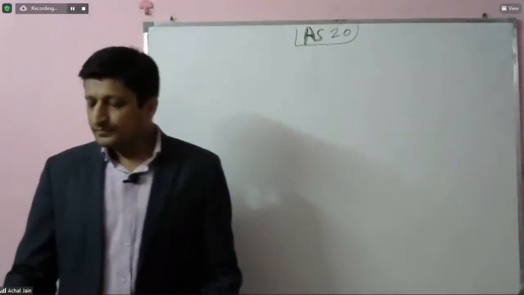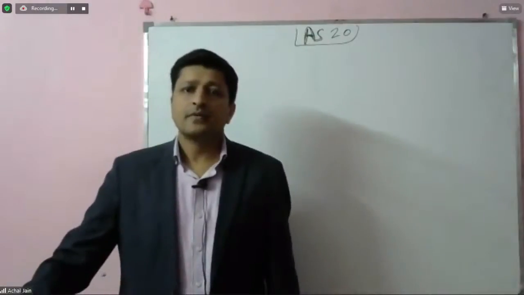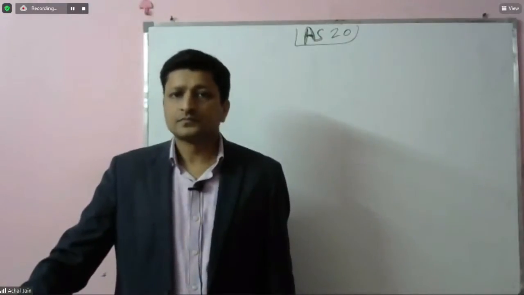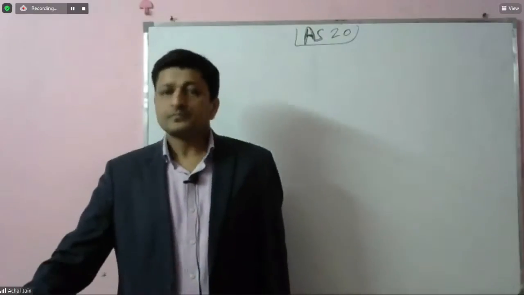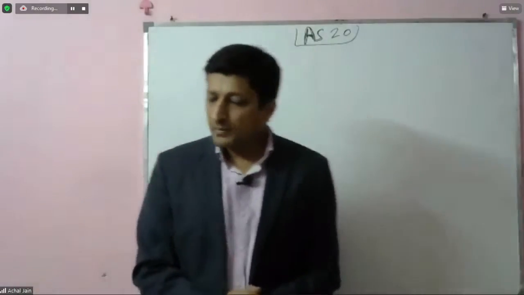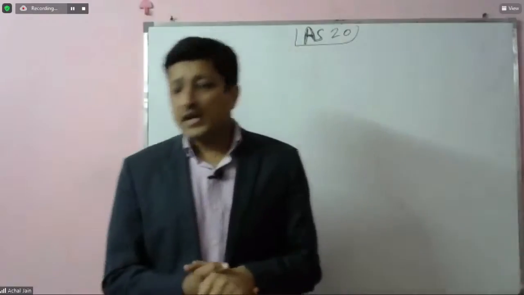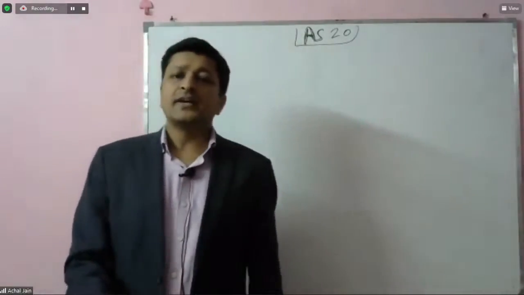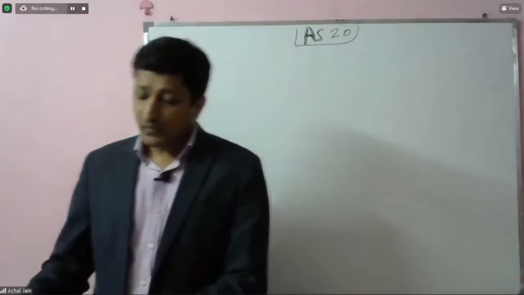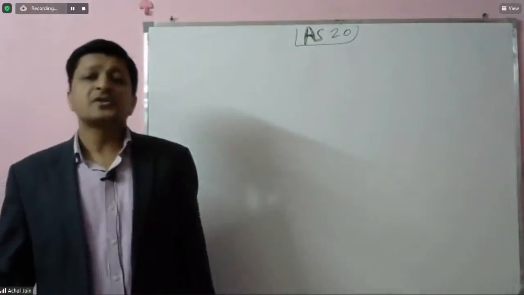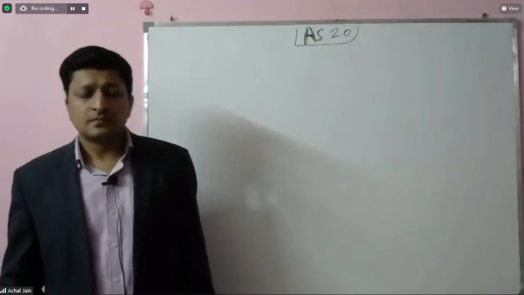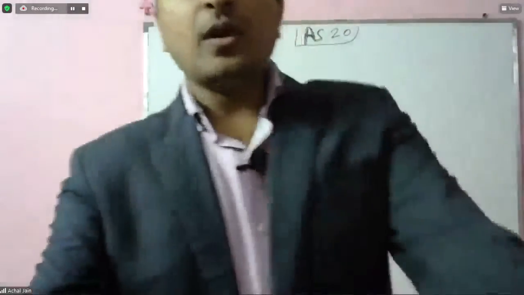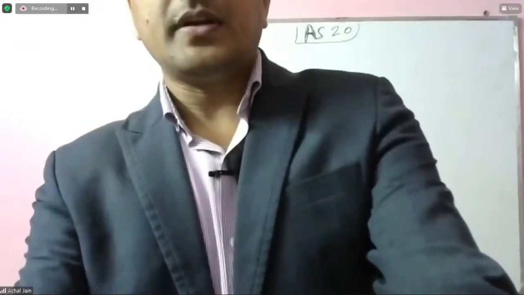Jay, we can start. Hi, welcome back. So now we'll start with a new topic, new standard, accounting standard number 20, which is about earning per share. Okay. This standard is all about disclosures. Just give me 1 minute.